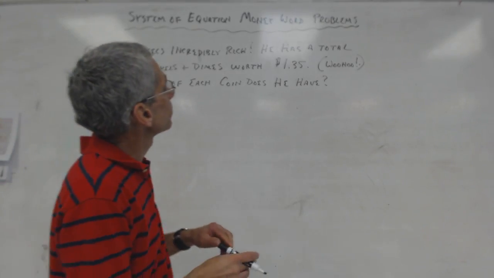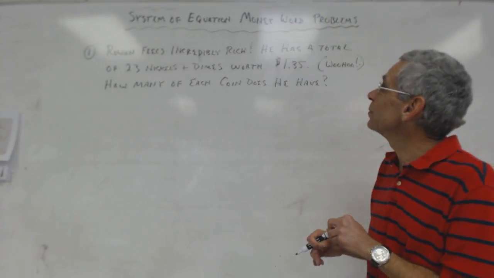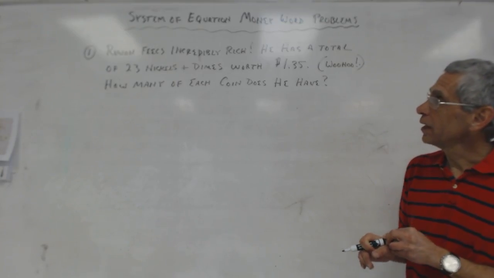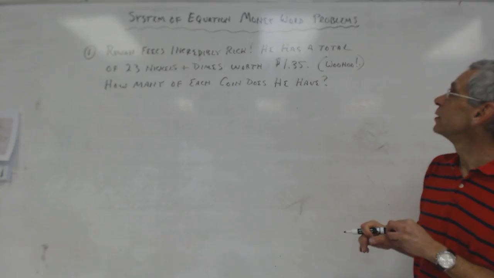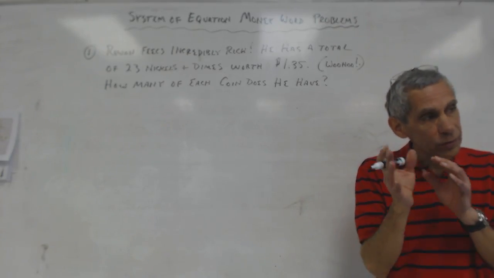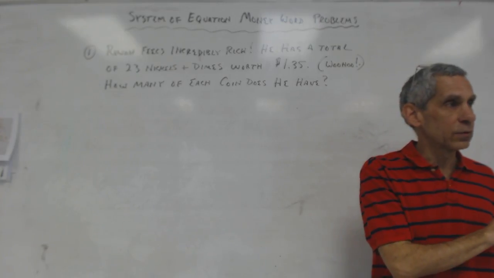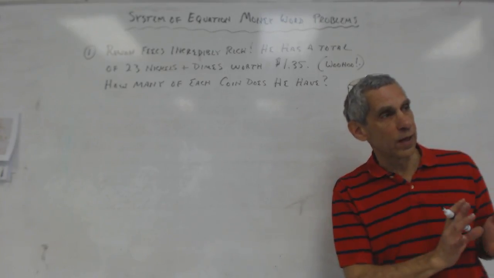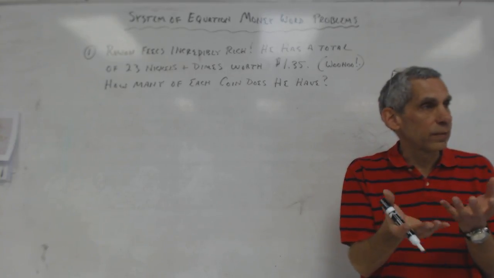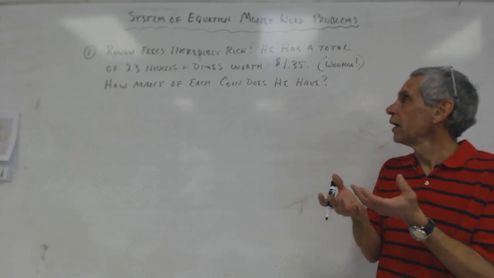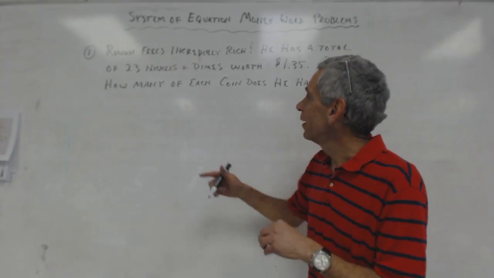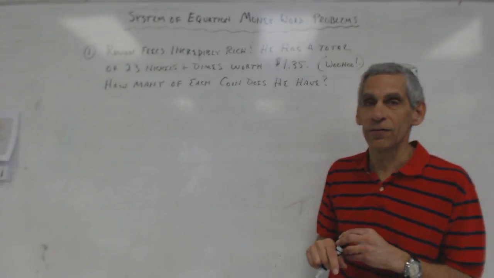Systems of equations, word problems. This is actually money word problems, okay? It says Rowan feels incredibly rich. He has a total of 23 nickels and dimes. Not 23 nickels and 23 dimes. Not 23 nickels and 1 dime. 23 coins composed of nickels and dimes. Does that make sense? And they're worth $1.35. Woohoo! How many of each coin does he have?